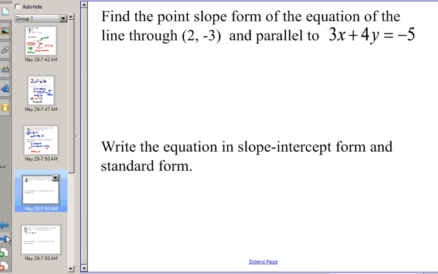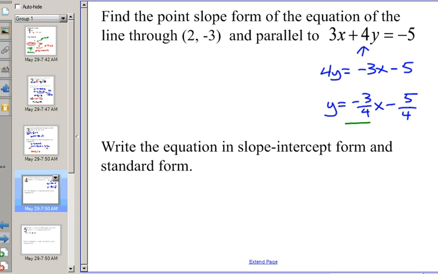So parallel to means the same slope. So again, I need to find the slope for this line. And to do that, the easiest way is to rewrite it in slope-intercept form. So I will subtract my 3x from both sides. And then to get my slope-intercept form, I would divide both sides by 4. -3/4 x minus 5/4. So the piece I want from this, I want to be parallel to this line.